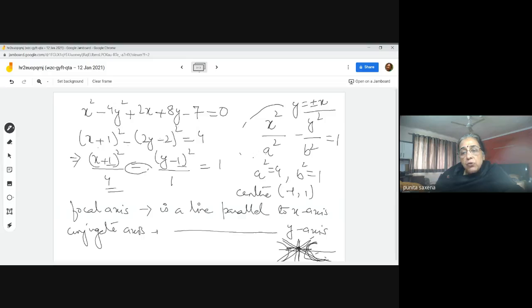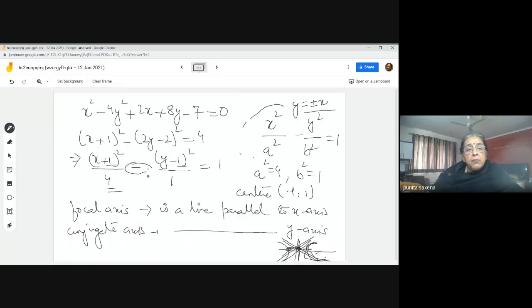So we have y equal to plus x, a straight line passing through the origin, inclined at an angle of 45 degree. Y equal to minus x is a line passing through the origin and perpendicular to this line, right? So once we have these two asymptotes with us, we just draw the two branches of the hyperbola.